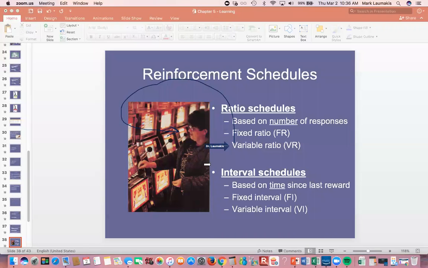Good. All right. Interval schedules are different because they're based on time, okay? Based on the time since your last reward. If it's an FI or fixed interval schedule, it's a set amount of time that has to elapse before you get the reward again, okay? I'm on a fixed interval schedule for getting paid here at SDSU. They pay me on the 1st of each month. If I do my job during this month of March, when April 1st rolls around, they'll pay me again. If I do my job during the month of April, when May 1st rolls around, they'll pay me again. It's a set amount of time that has to elapse, okay?